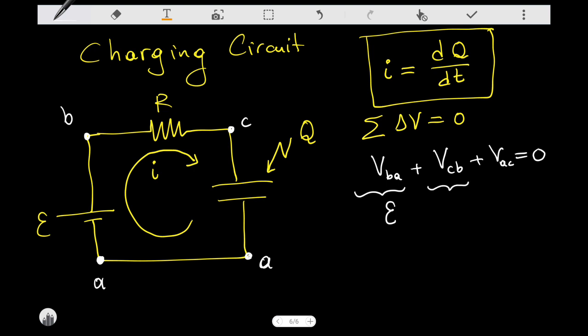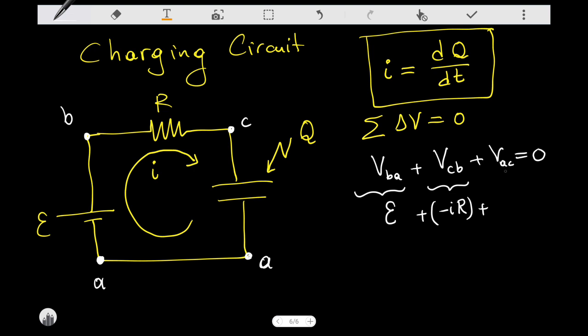Now I'm going to write down VCB. I'm just going to think of it like this. If the current is positive, then C would be at a lower potential than B. So therefore VCB would be negative, right? Because the potential drops in the direction of the positive current. So therefore, if the current is positive, this quantity would be negative. So therefore, I place a minus sign in front. So that's the next thing.